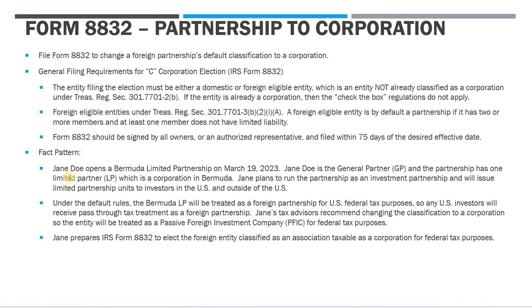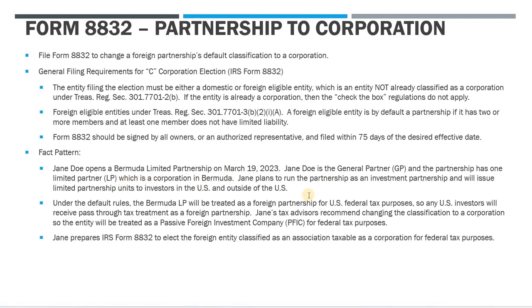So in our fact pattern, we have Jane Doe. She opens a Bermuda LP on March 19th, 2023. So Jane is going to be the general partner, and as of the formation, the partnership has just one other LP, one other limited partner, which is a corporate entity in Bermuda.